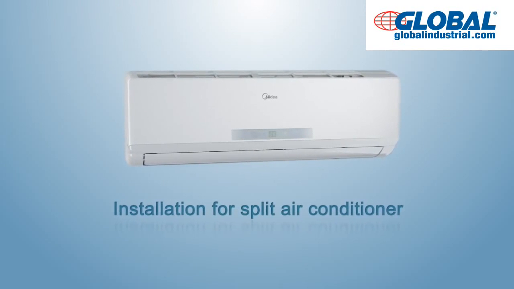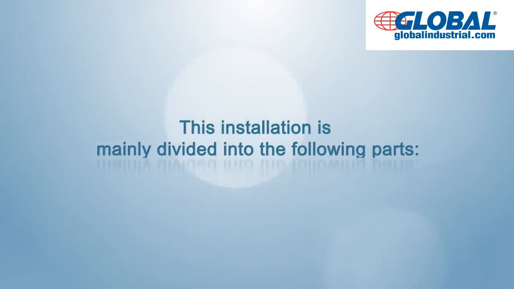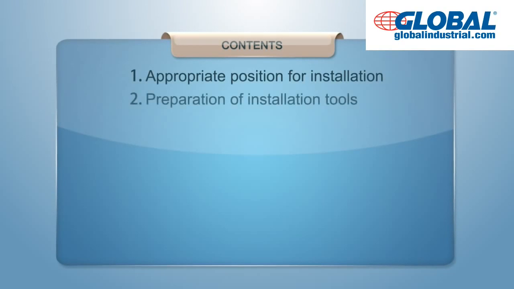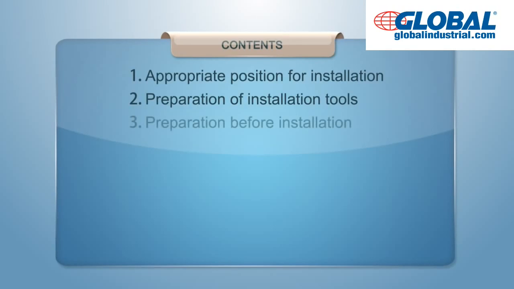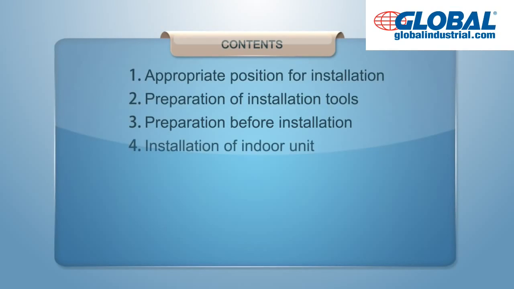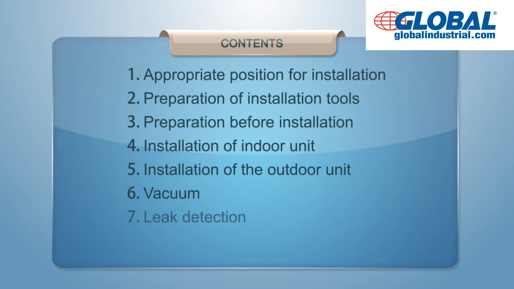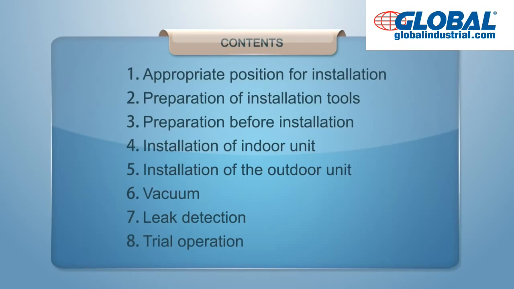Installation for split air conditioner. This installation is mainly divided into the following parts. 1. Appropriate position for installation. 2. Preparation of installation tools. 3. Preparation before installation. 4. Installation of indoor unit. 5. Installation of outdoor unit. 6. Vacuum. 7. Leak detection. 8. Trial operation.